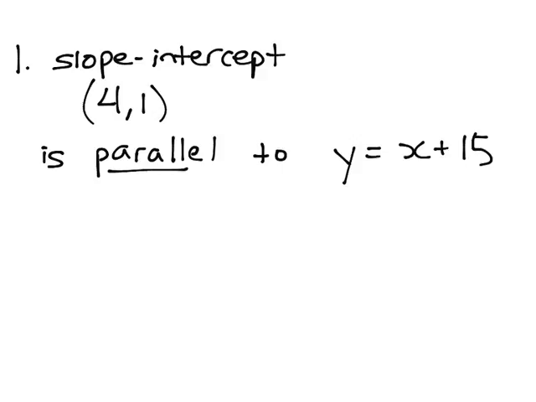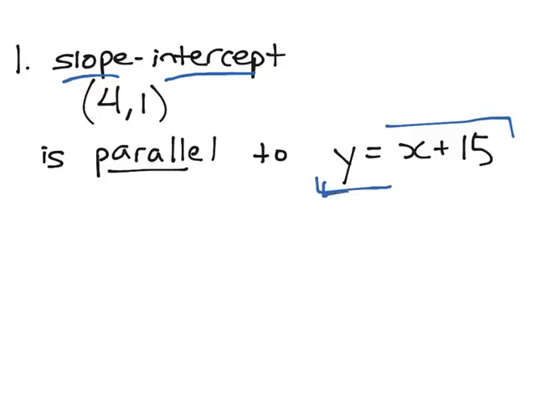So here's our equations. Here's the information that we know. Let's find the equation first. What do we need for the slope-intercept form? We need the slope and we need the y-intercept of the line. So let's find the slope first. We know that it's parallel to this line. Parallel lines share the same slope.